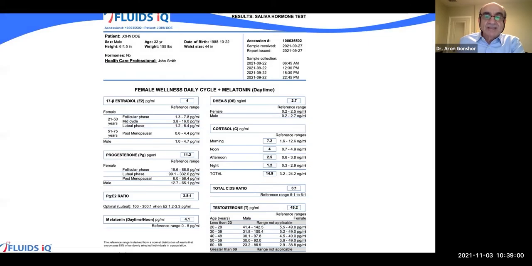Because as Jennifer has mentioned to you, we at Fluids IQ are now going to be offering to FDNers in Canada, internationally, and in New York, and hopefully to more in the near future. We're going to be offering what we call our Female Wellness Daily Cycle, which gives you the estrogens, the progesterone, testosterone, the 4 cortisols, that is diurnal, the DHEA, and the melatonin in the daytime. Actually, it's the noon sample for melatonin. We'll go into that in more detail.